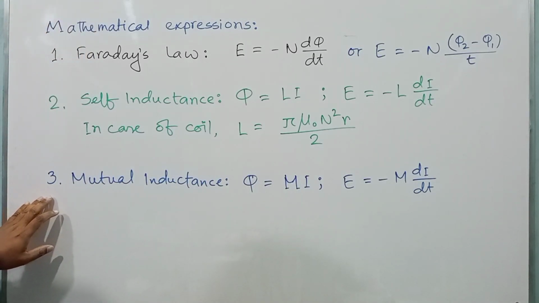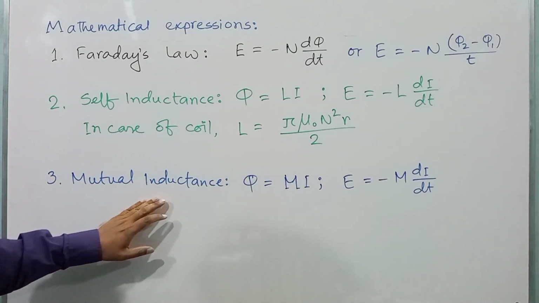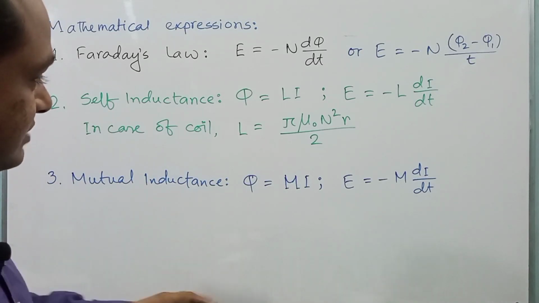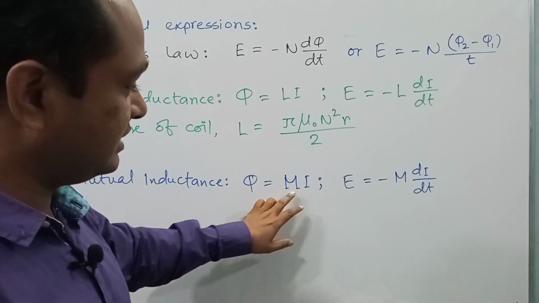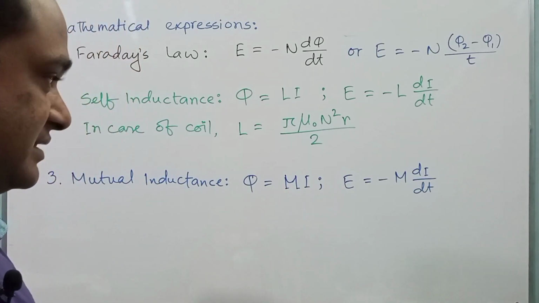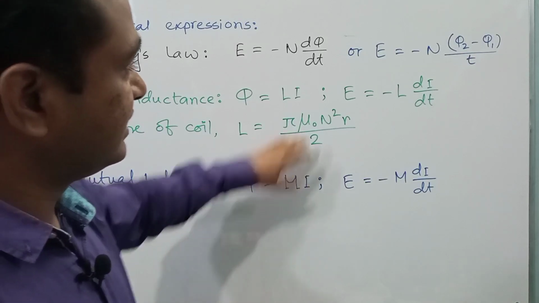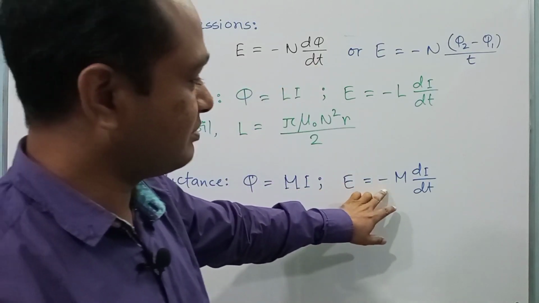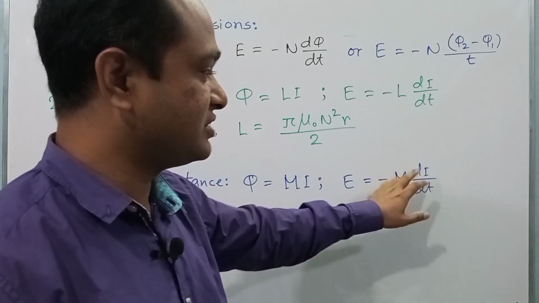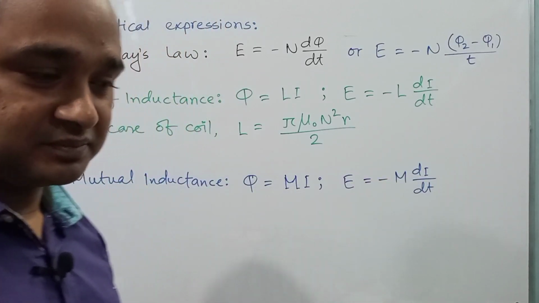In expression 3, that is mutual induction, we have observed that phi is equal to M I. M is the mutual inductance, I is the current. So using the value of phi in the expression, we can write E is equal to minus M into di by dt.